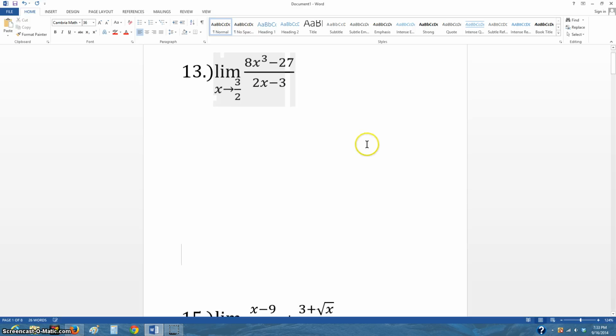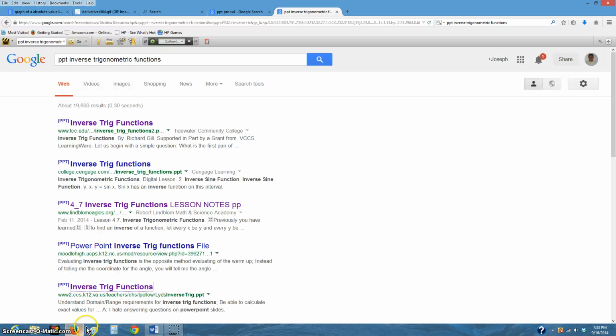If we try direct substitution, we have 2 times 3/2, which will be 3. Minus 3 gives me division by 0. So that means we have to factor in a fancy way. This right here looks like a difference of cubes. So let's look up the difference of cubes if you don't know it.